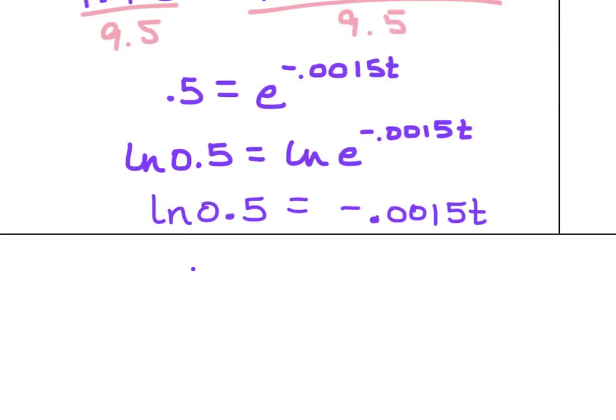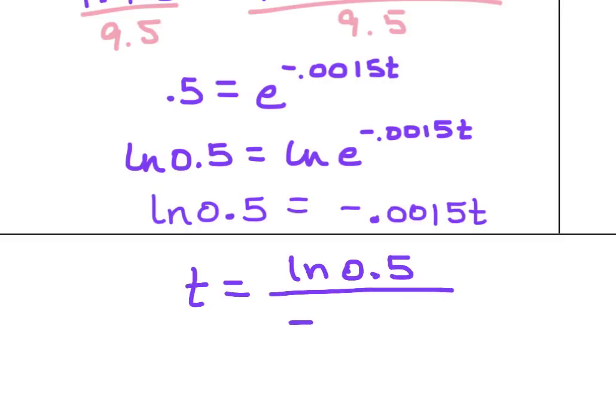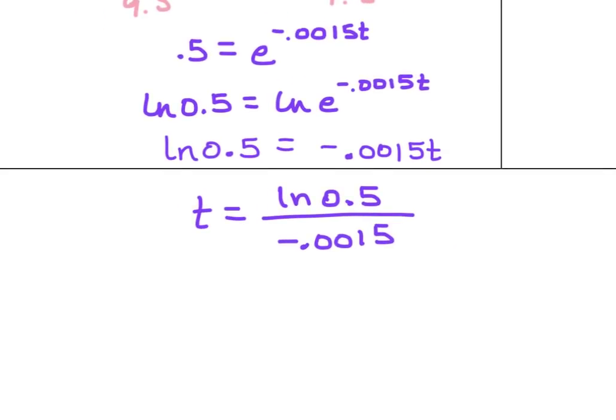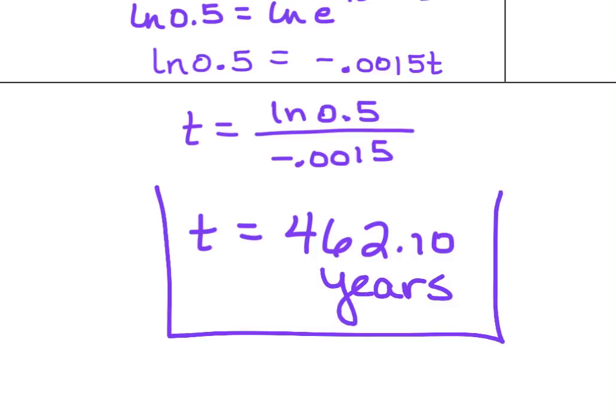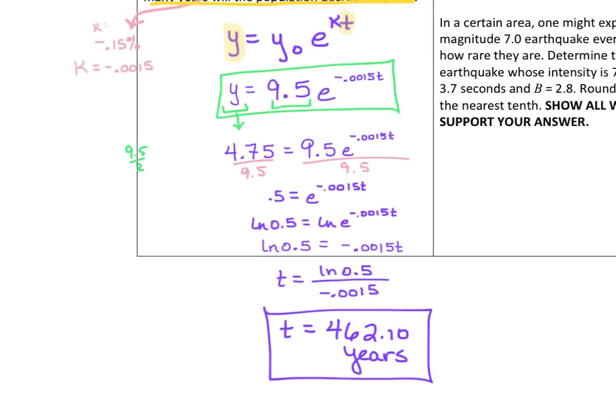And to solve this equation, t is going to be equal to ln of 0.5 divided by negative 0.0015. Type that into your calculator, and you should get 462.10 years. And remember that Applebacher really always wants units labeled on a problem like this.